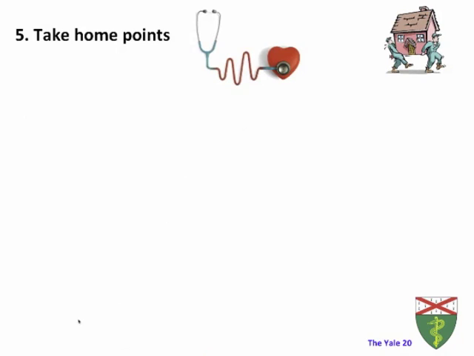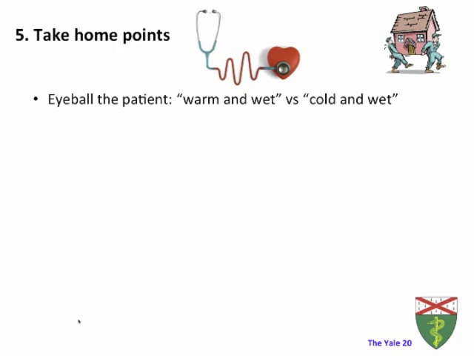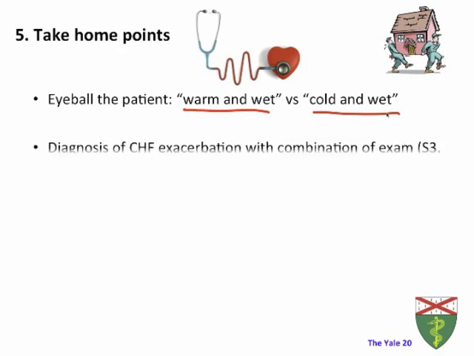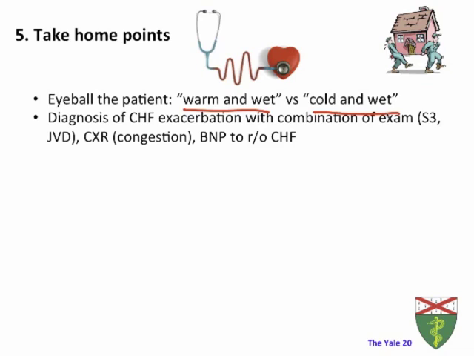Take-home points. If your resident tells you to eyeball the patient, think about, is this patient warm and wet or cold and wet? Warm and wet goes to the ward, cold and wet goes to the cardiac ICU. If you diagnose CHF, make sure you pay particular attention to the S3 and JVD, congestion on X-ray, and use the BMP to rule out CHF, not to rule it in.